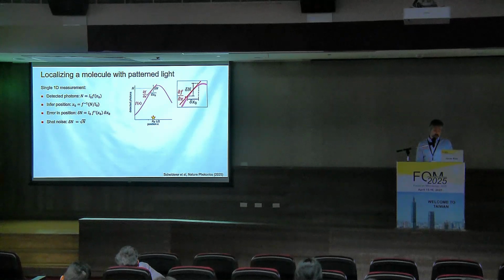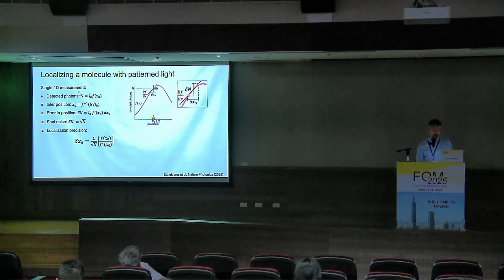Now we know the error of the photons, because these are single photons that we detect. This is the shot noise, and whenever we have this random detection of photons, they follow a Poisson distribution. And that means that the variance equals the mean, or in this case, the standard deviation equals the square root of the mean of the photons.